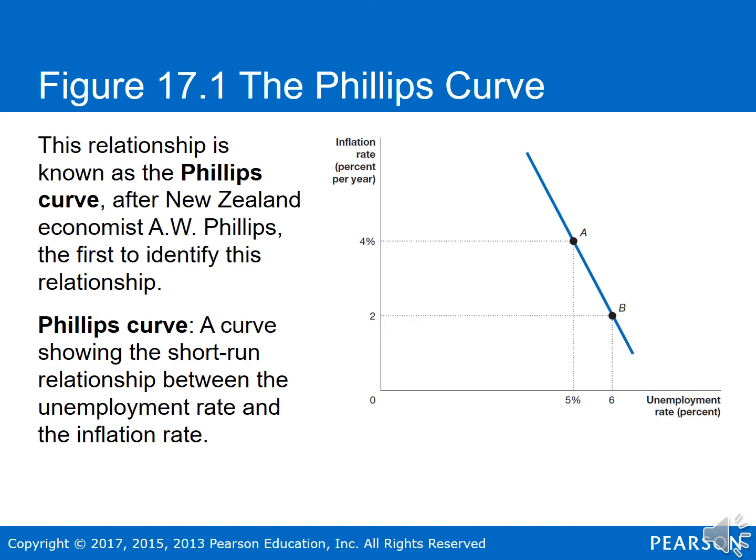So here, in the figure on the right, we see a simple Phillips curve, where we have the inflation rate on the y-axis and the unemployment rate on the x-axis. So see at point A, when the inflation rate is 4%, the unemployment rate is 5%. When the inflation rate falls to 2% at point B, the unemployment rate increases to 6%. So it highlights this inverse relationship between the unemployment rate and the inflation rate.